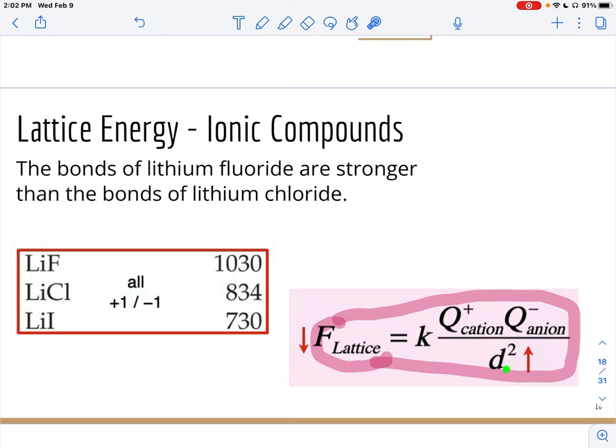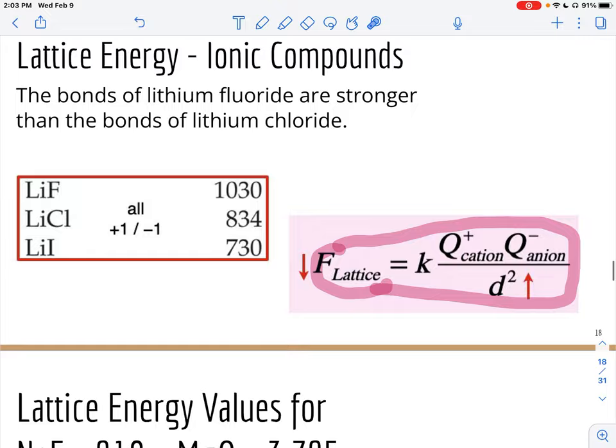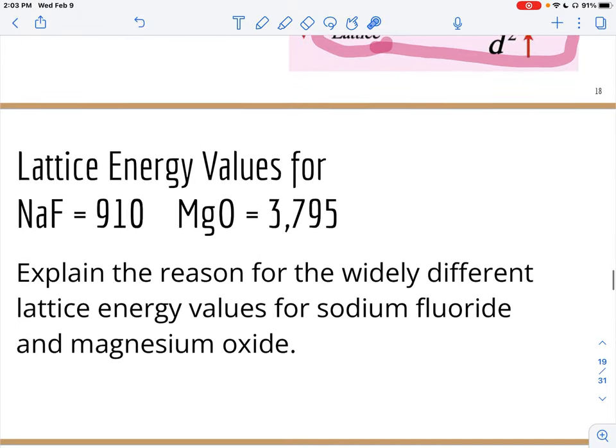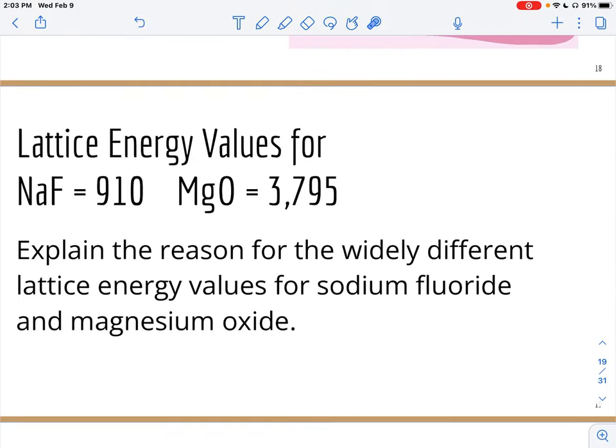And the distance is just the distance between the nuclei. So if you have more energy levels on one of the atoms, you're going to have a bigger distance. So, let's take a look at some of these types of questions.